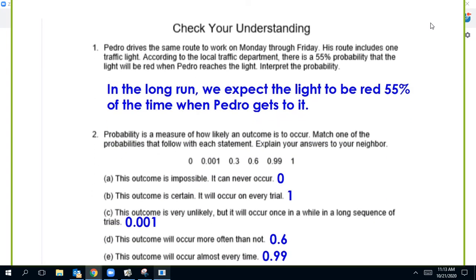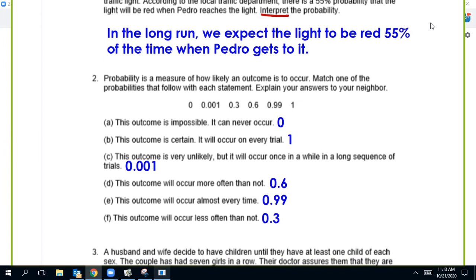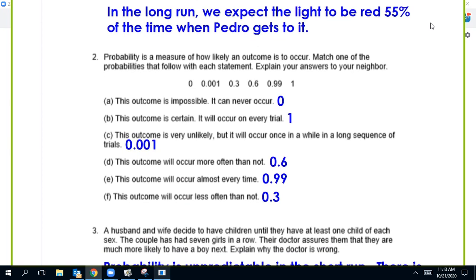All right, so here we have the interpret. You want to make a flashcard for that so that you can get it right every time. And then here we have these probabilities. Remember, these are proportions, so it's the proportion of time you expect something to occur. Always is 100% of the time, never 0% of the time. We have 0.001 for very unlikely, once in a while. More often than not, it's bigger than 50%, so 0.6. Almost every time, 99%, and less often than not, 0.3. These are just examples. 51% is also more often than not. 49% is also less often than not. So we have just some examples.